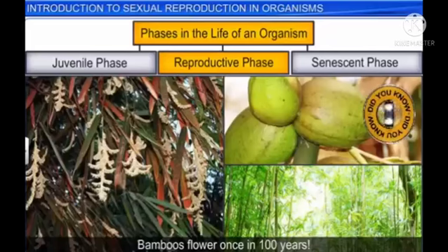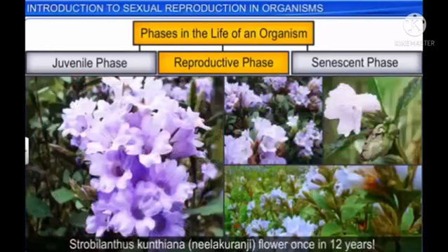Did you know that certain plants such as bamboo flower only once in 100 years, produce fruits and then die? Similarly, Strobilanthes kuntiana or Neelakuranji flowers every 12 years.